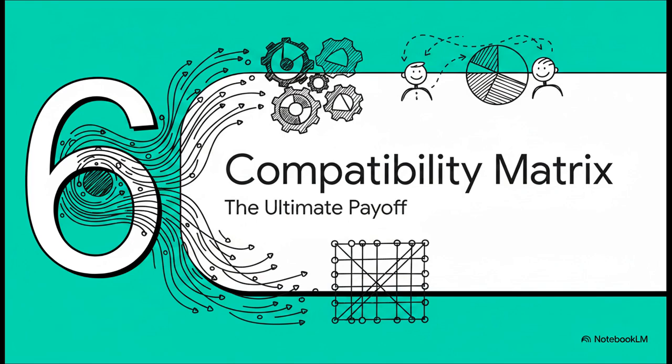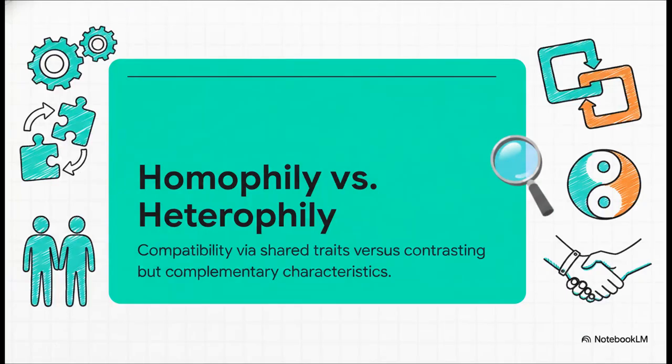And finally, Section 6, the compatibility matrix, the ultimate payoff. This is where we reach the ultimate value proposition of V3: its highly advanced approach to interpersonal compatibility. Decades of relationship science confirm that a perfect match isn't just about finding an exact clone of yourself. It requires a delicate balance.